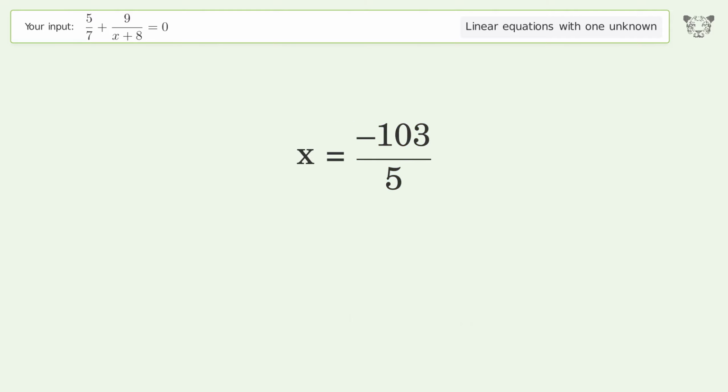And so the final result is x equals negative 103/5.